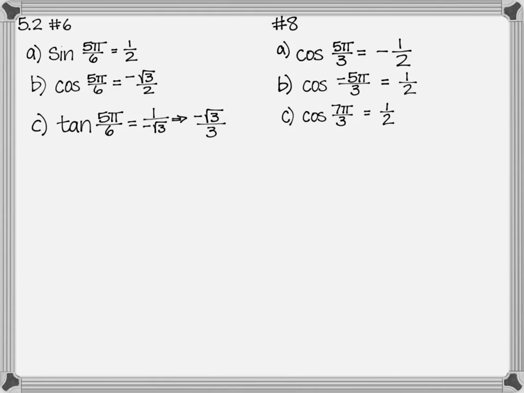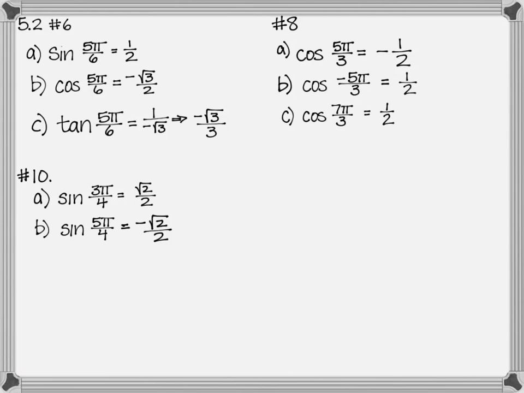And cosine of 7 pi over 3. Now you'd be going around the circle this way, but you're going to be counting by pi over 3s. And so if you counted all your pi over 3s until you got to 7 pi over 3, you'd be back at pi over 3. Number 10, we've got sine of 3 pi over 4, which is root 2 over 2. Sine of 5 pi over 4, because that's down in quadrant number 3, is negative root 2 over 2. And sine of 7 pi over 4 is negative root 2 over 2.